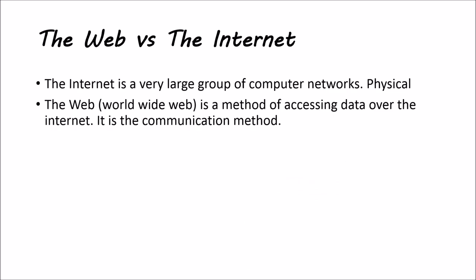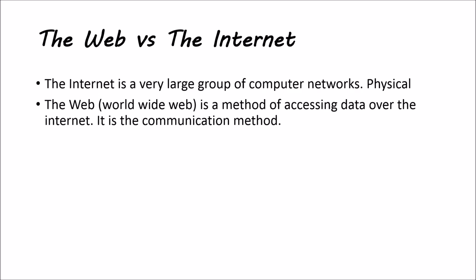So here's a little bit of confusion that we need to clear up. The web versus the internet. You hear the term the web and you hear the term the internet, and they're actually a little bit different. They're kind of the same thing, but not exactly. So the internet is a very large group of computer networks, as we had just mentioned. So you can think of the internet more as the physical being. So you've got all these computers all over the world and they're all connected together.